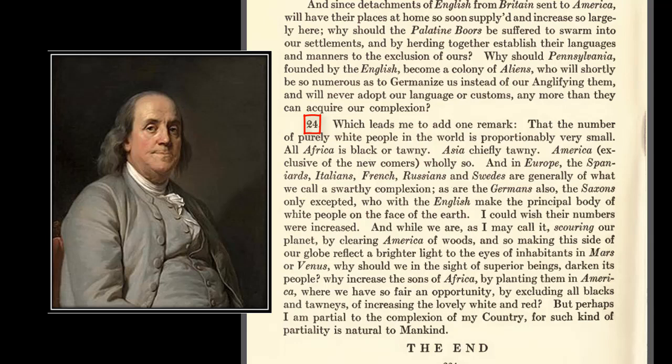To continue. "Where we have so fair an opportunity by excluding all blacks and tawnies," all black and brownish people, "of increasing the lovely white and red." Now, I'm not sure what the red people he meant by that. "But perhaps I am partial to the complexion of my country." You know what I like to ask, Benjamin, where's your country? Because the original people of Europe were melanated people.